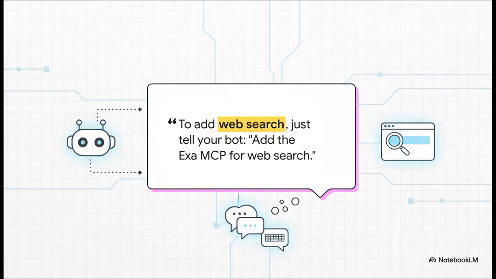And this is the part that is just, honestly, incredible. You don't need more terminal commands to add these skills. You just talk to your bot in plain English. For example, just message it, add the Exa MCP for web search, and it'll figure out what you mean, find the tool, and configure itself.